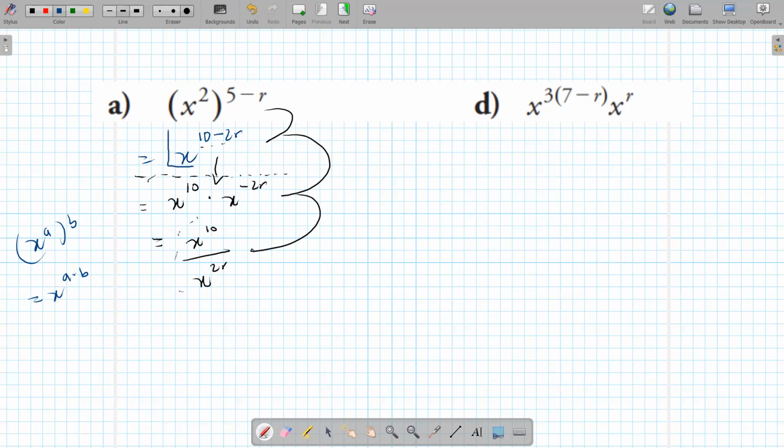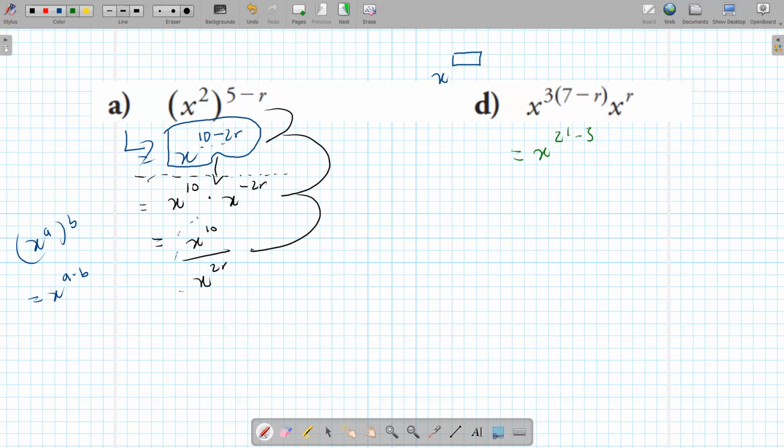But for this question, we want to write it as a single exponent. That's the final answer. Let's look at D. Okay. The goal, again, this is the purpose. We're going to write it in terms of x to the power of something. What's the first step? You open the brackets. Right, you open the brackets. So what do you get if you open the brackets? x to the power of 21 minus 3r.